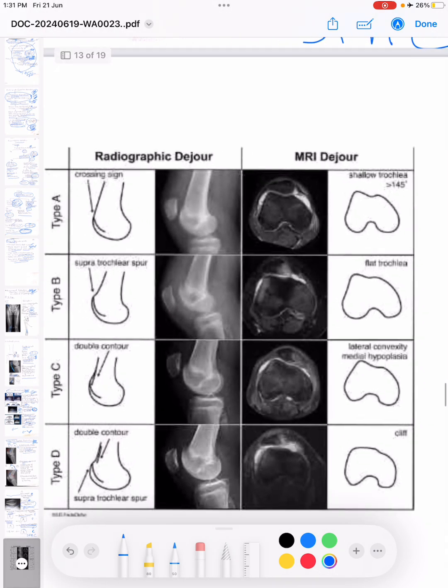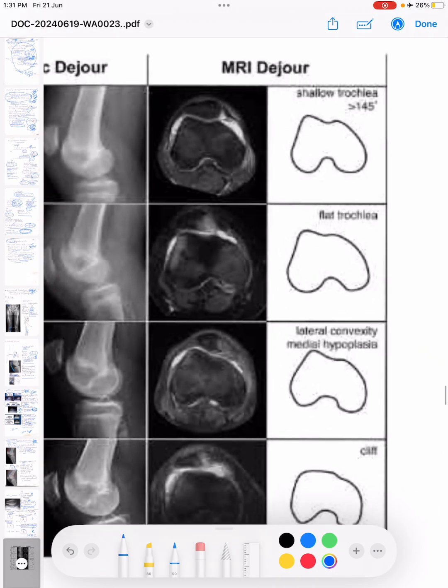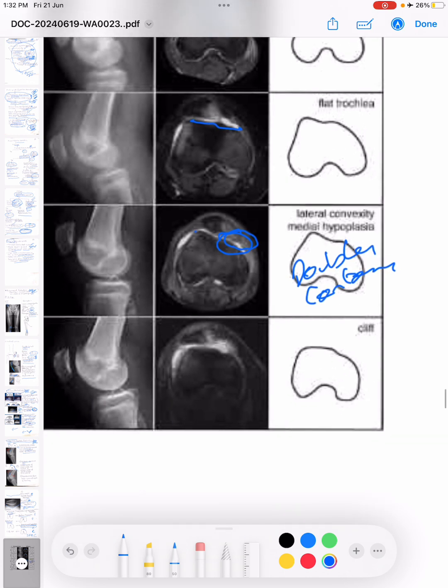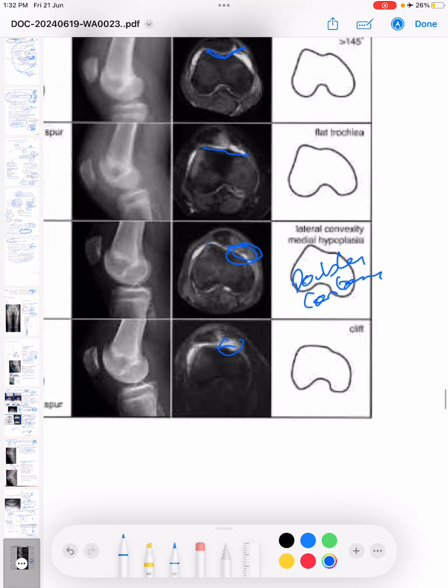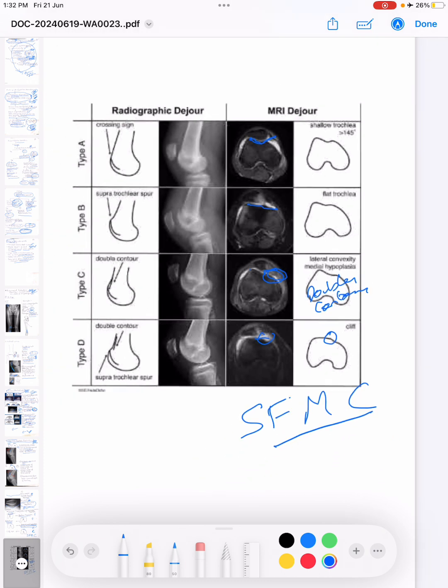You can see the Dejour classification clearly on MRI. There is shallow trochlea, there is flat trochlea, there is lateral convexity because of the medial femoral hypoplasia, in which you see a double contour sign, and fourth is the cliff. You see some elevation at the trochlear groove. So shallow, flat, medial femoral hypoplasia, and the cliff sign: SFMC.